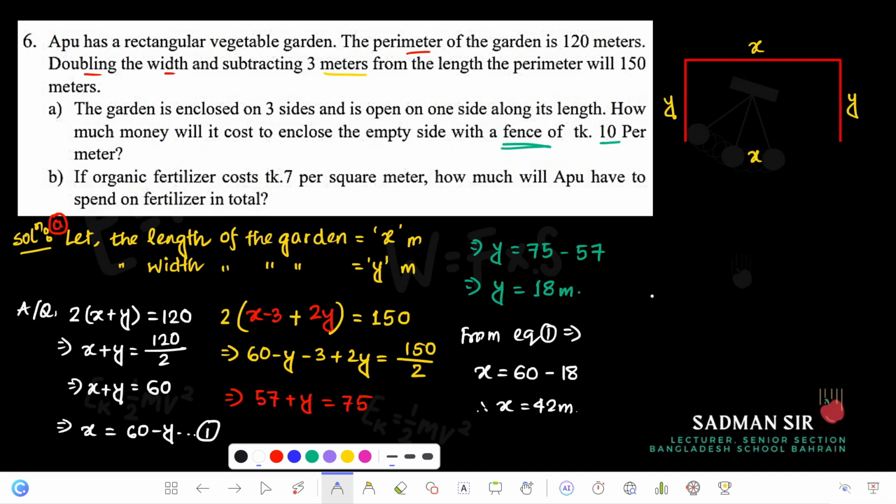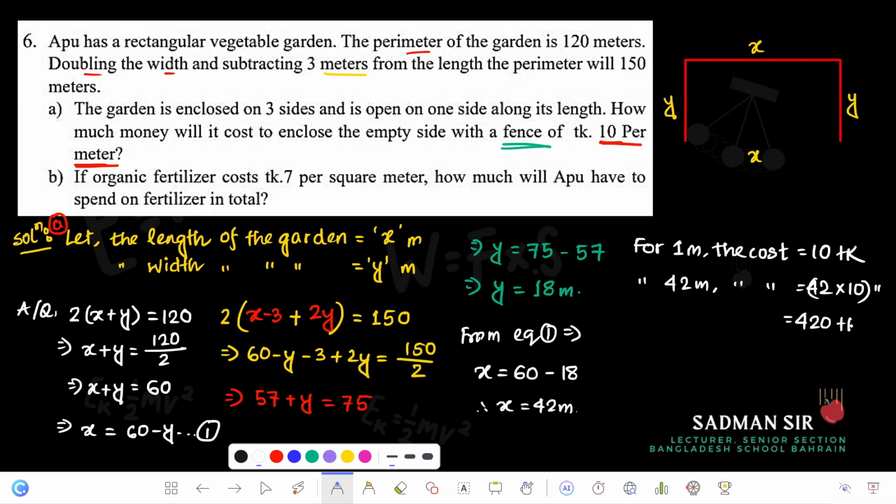Now we know that they are saying per meter, right? Per meter, the cost is taka 10. Per meter means 1 meter. For 1 meter, the cost equals 10 taka. Now we need to cover 42 meter, right? We need to enclose this full side, and that is 42 meter. So for 42 meter, the cost will be 42 times 10, right? So it will be 420 taka. That is the answer of A.